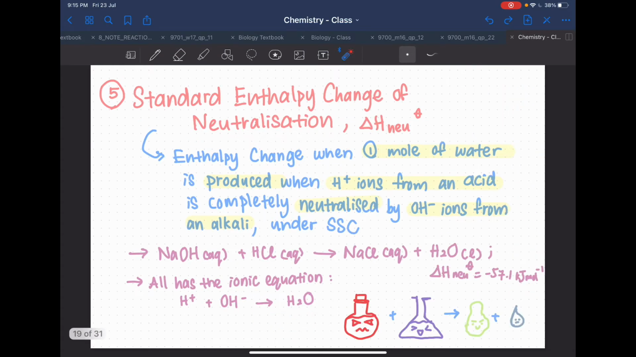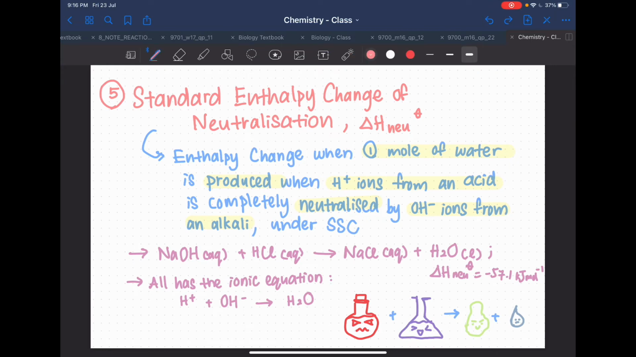Next is the standard enthalpy change of neutralization, which is symbolized by this. It is the enthalpy change when 1 mole of water is produced when H+ ions from an acid are completely neutralized by the OH- ions from an alkali. So this is the reaction equation that we would write for any type of neutralization, but in this case the example uses specific alkalis and acids.